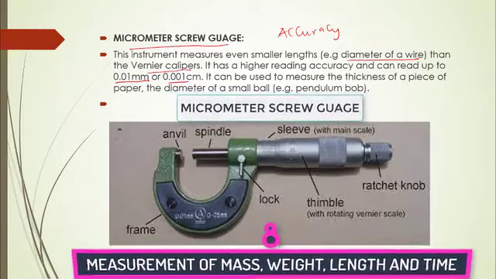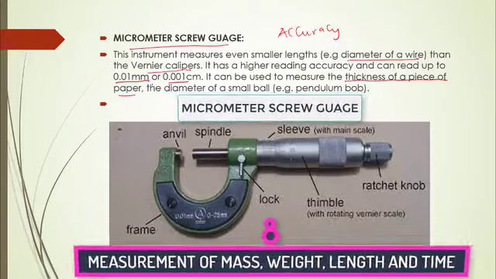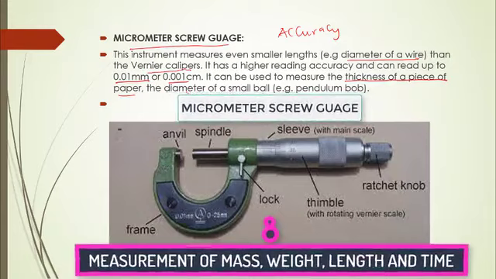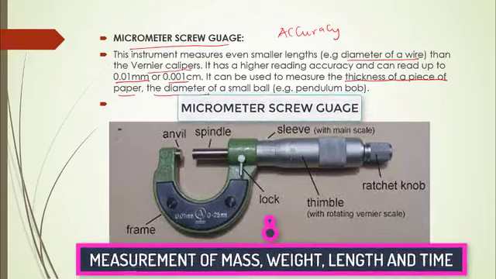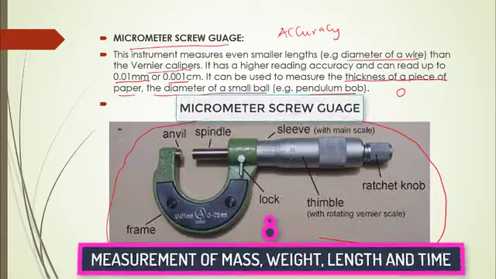Apart from measuring the diameter of a wire, we can also use it to measure the thickness of a piece of paper. Imagine trying to measure the thickness of a piece of paper. That's not easy at all. You need something that can be graduated to as small a degree of accuracy as possible. And then we can also measure the diameter of a small ball, such as a pendulum ball, which we use in experiments. So this is the diagram of the micrometer screw gauge.